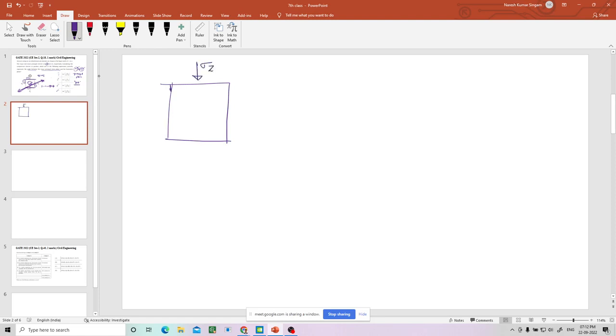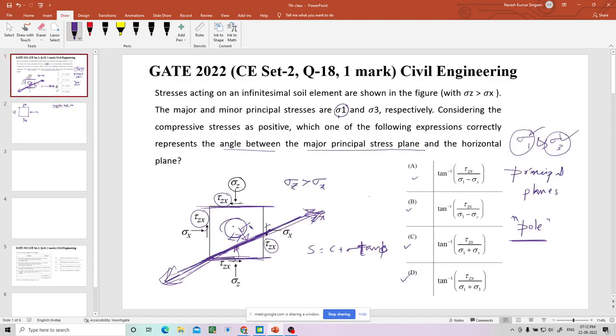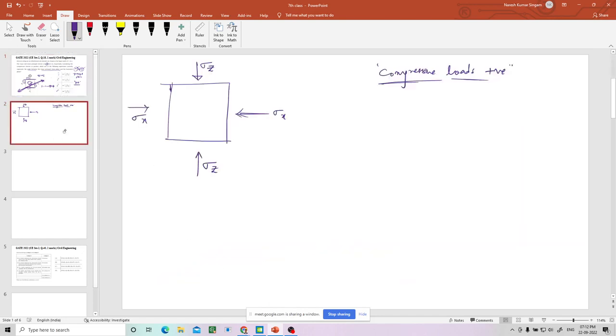Sigma z is acting vertically down, in the vertical direction. This is sigma x. So all are compressive loads. Compressive loads are positive, as per the given question. And in the given question, this is anti-clockwise, the shear stress, and if that is anti-clockwise, this should be clockwise. So this is tau zx, everything.